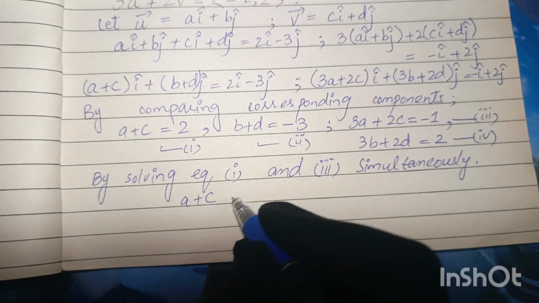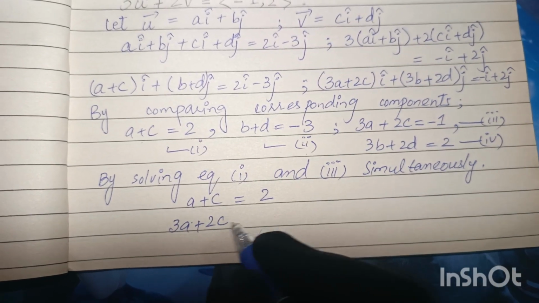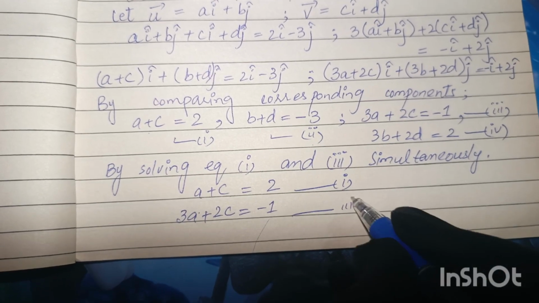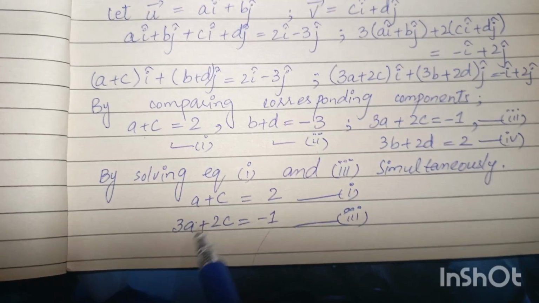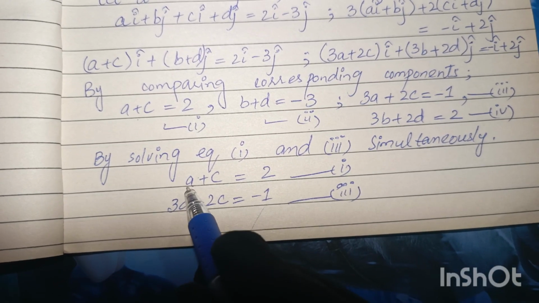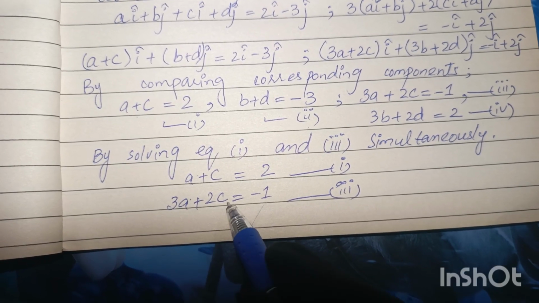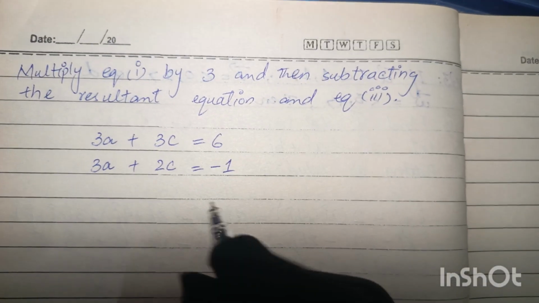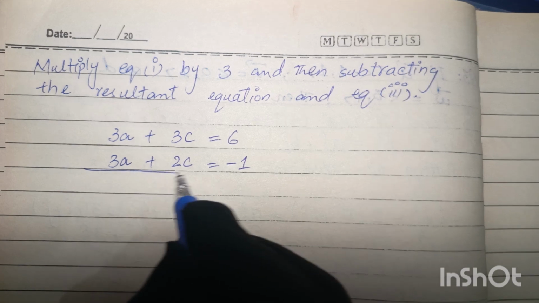Equation 1 is A plus C is equal to 2, and equation 3 is 3A plus 2C is equal to minus 1. So if we multiply equation number 1 by 3, we will get 3A here, and then by eliminating the A variable we will get the value of C variable. So I have written the statement and then the next equations here.